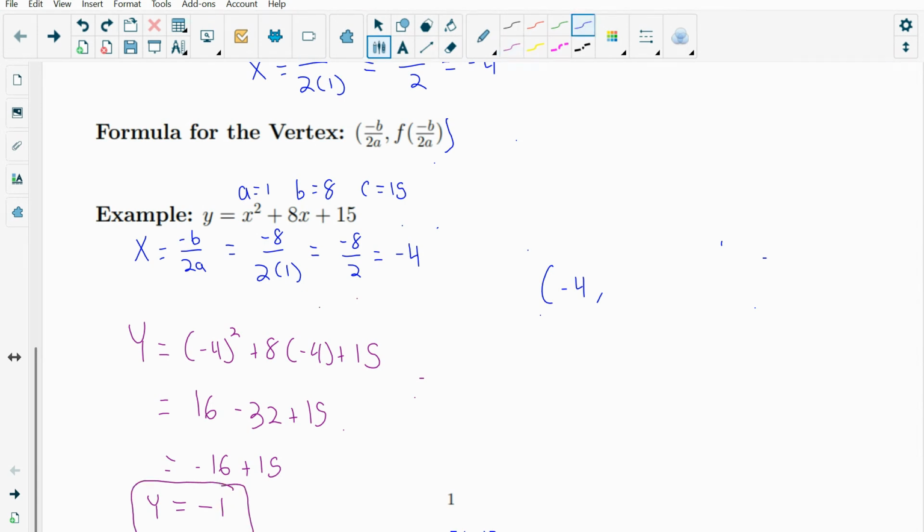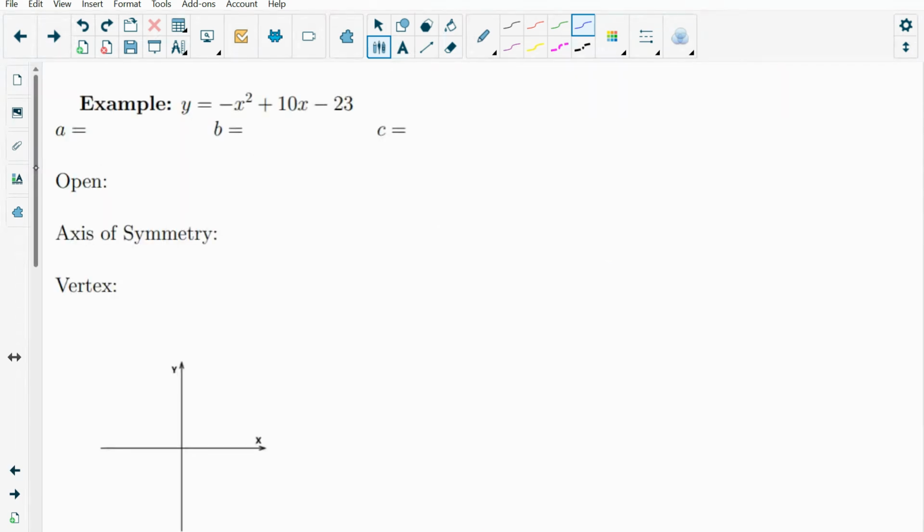Okay, so that means that my vertex is going to be at negative 4 and negative 1. All right, so let's continue here. So now we can use those properties to help us graph a quadratic and do everything else. So first things first, let's find our a, b, and c value.